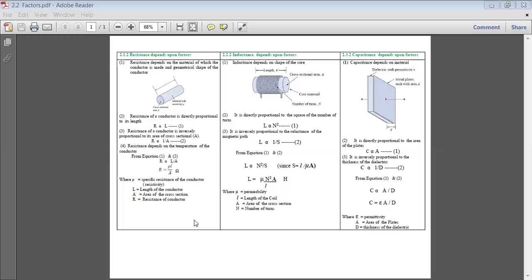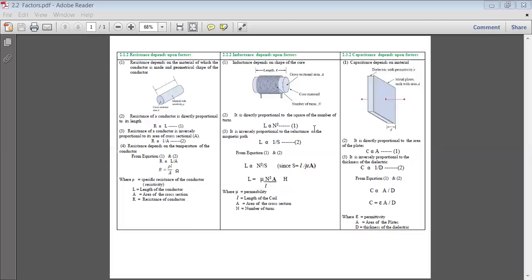And second one, inductance depends upon factors. On what factors does inductance depend? First one, inductance depends upon the shape of the core. Second one, it is directly proportional to the square of the number of turns. And this is equation 1.